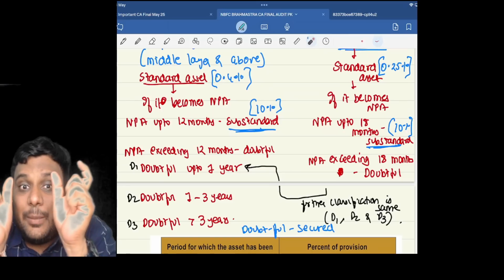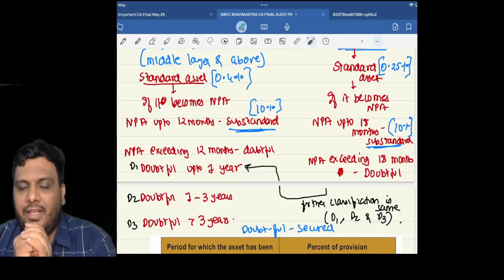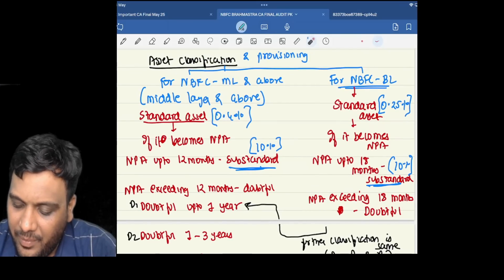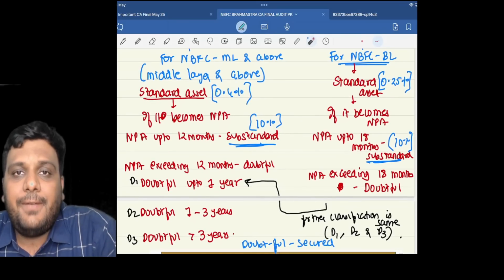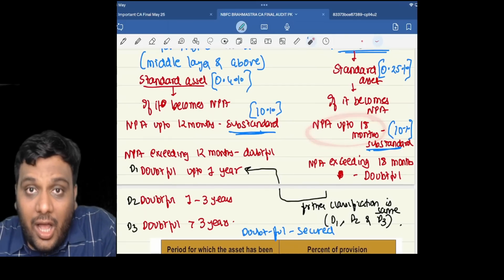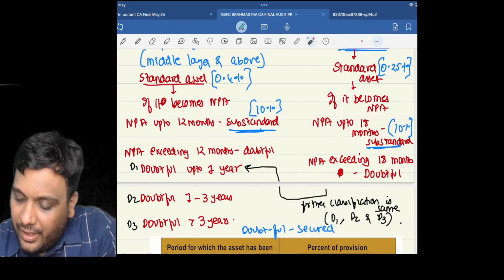However, substandard asset definition is different. So for middle layer and above, substandard will be NPA up to 12 months. And for base layer, it will be NPA up to 18 months. Am I clear with this? Yes. Now, percentage provisioning.